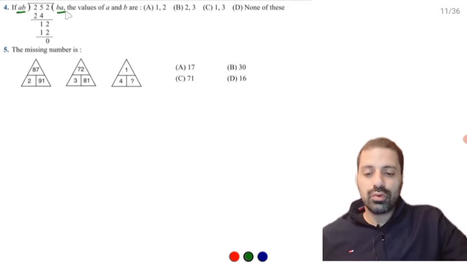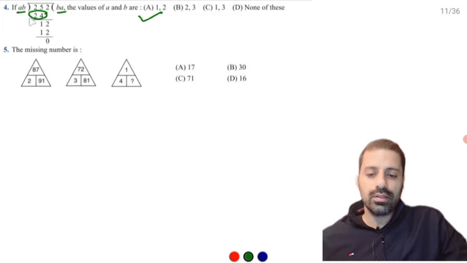Now comes this question. This is a very simple question. A, B and B, A. That will be the A option, because 24 comes here. 12 to the 24. Clear? Yes.